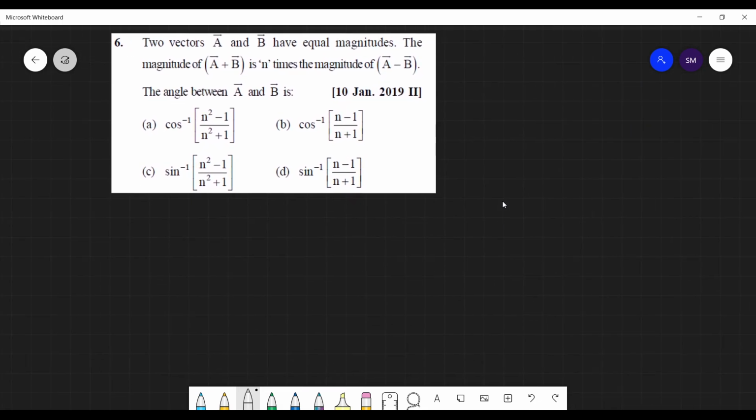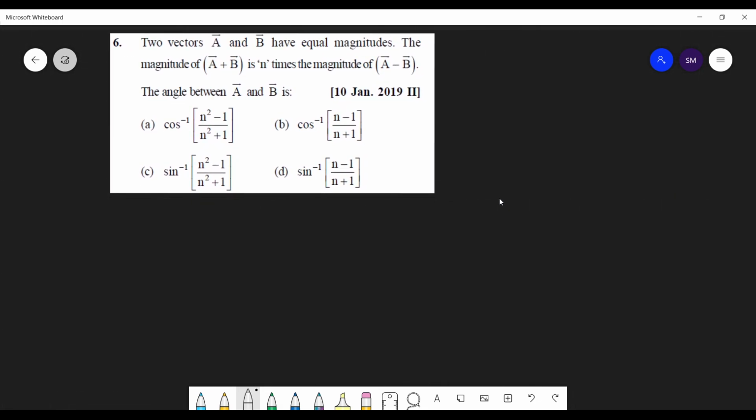So that's our next question. All these questions are from JEE Mains. So this question, students, I'm giving you 2 minutes to do this question.